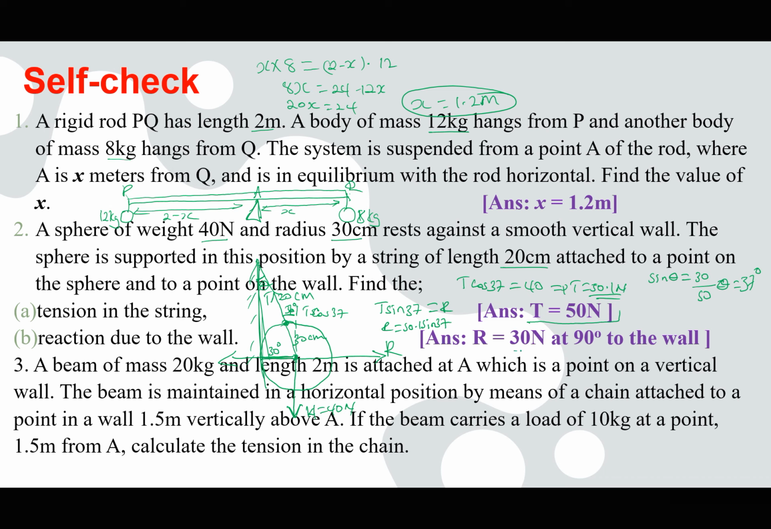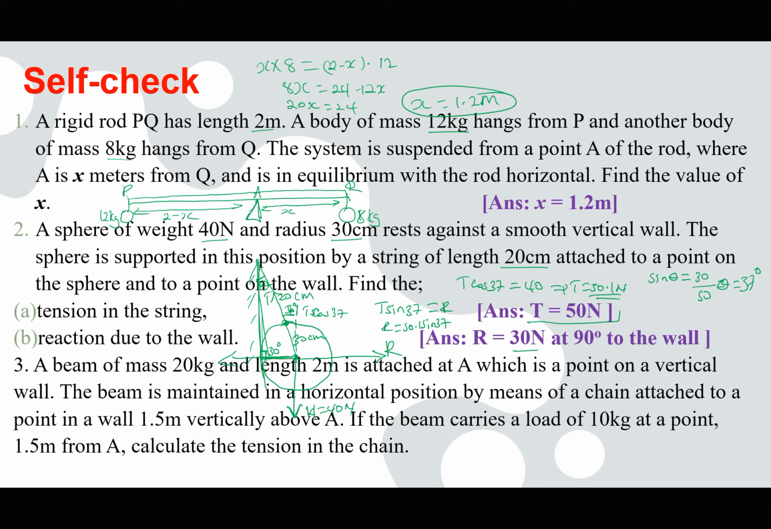Which I think these answers are correct. Of course, it acts at an angle of 90 degrees to the wall. The normal reaction, it is called normal reaction, so it acts at 90 degrees to the wall. Because I don't have space, I had to write in these words, so you should bear with that.